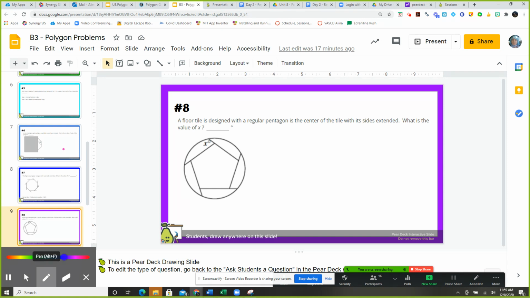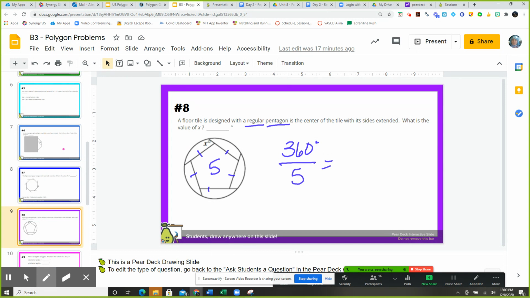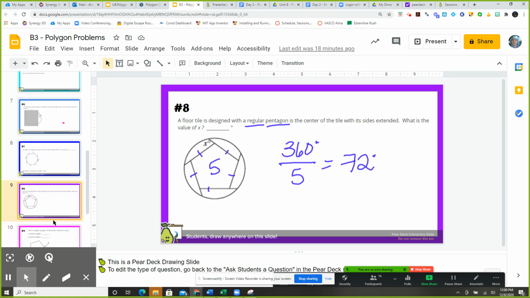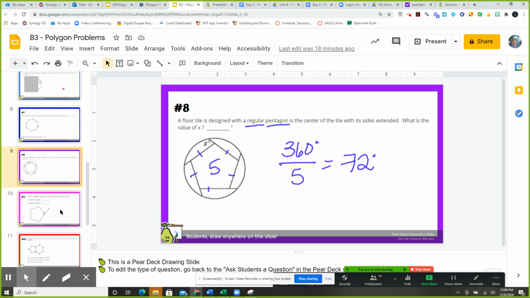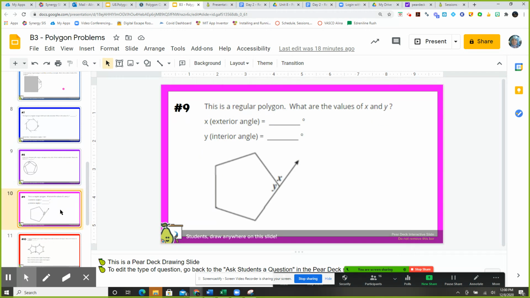It is a polygon. What kind of polygon is it? Absolutely. We're looking for an exterior angle. Exterior, you always want to think 360. 360 divided by 5 is going to be 72. And that was one of our snowflakes. The pentagon, the hexagon, and the octagon are the ones that appear the most often. So that's why we did those for our snowflakes.